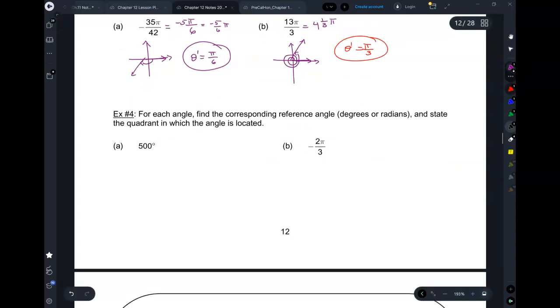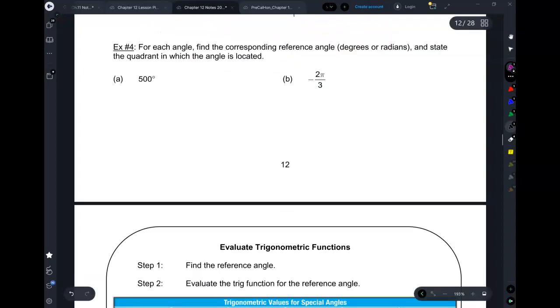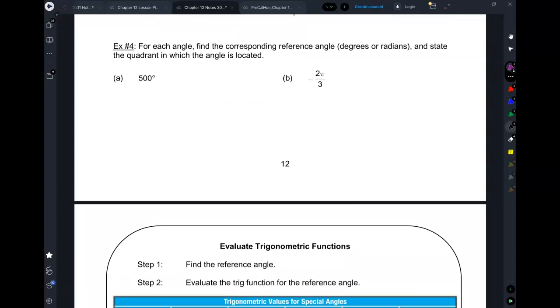All right, so here, for each angle, find the corresponding reference angle in degrees or in radian and state the quadrant in which the angle is located. So, 500 degrees. Who says it's going to be located in quadrant 1? Just off the top of your head. Who says quadrant 2? Who says quadrant 3? Who says 4? Okay, let's see. So we're not going to draw it this time. So 500 minus 360 is how much?